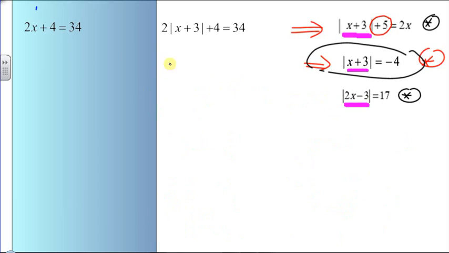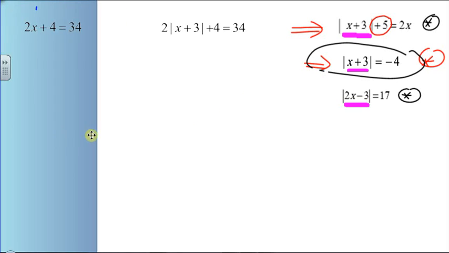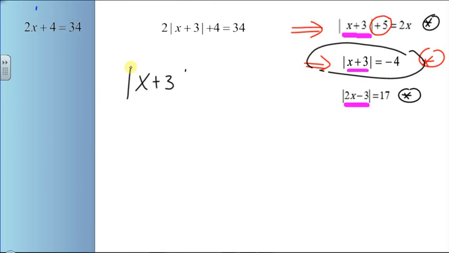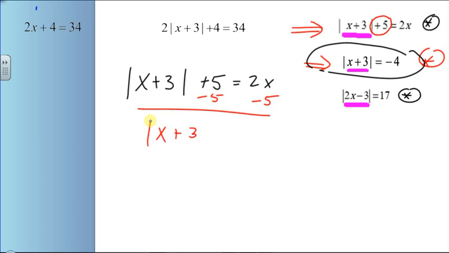Okay, we're working on the top problem now. Get that box. And on that top problem, or I'll rewrite it for you, x plus 3 plus 5 equals 2x. So we want to get that absolute value by itself. Don't worry about what's going on over here. Let's just move the 5. It says absolute value of x plus 3 is equal to 2x minus 5 by itself, so it's time to split and get rid of the lines.